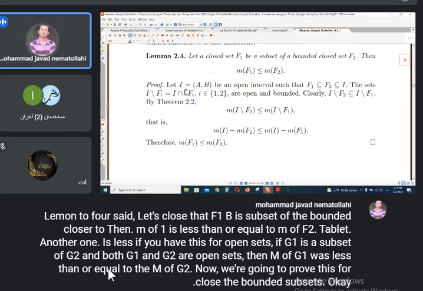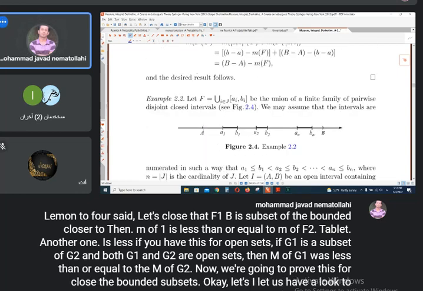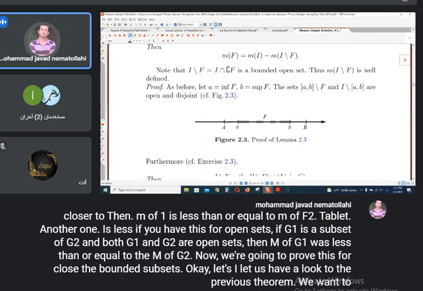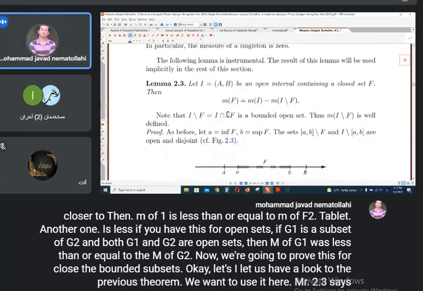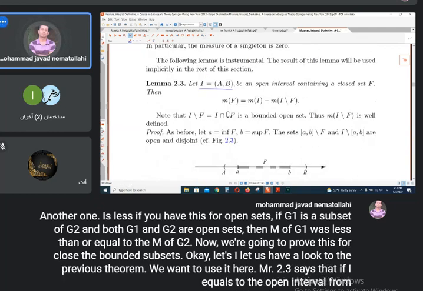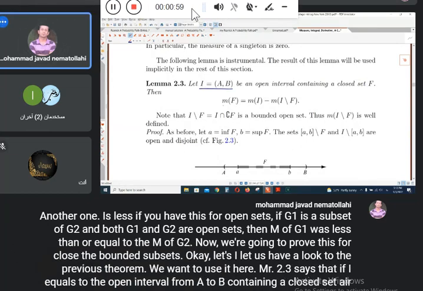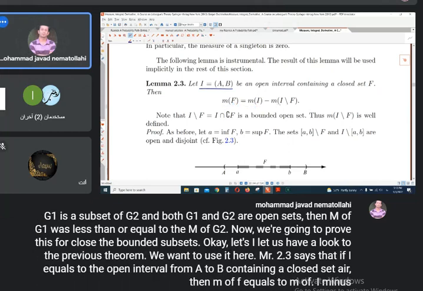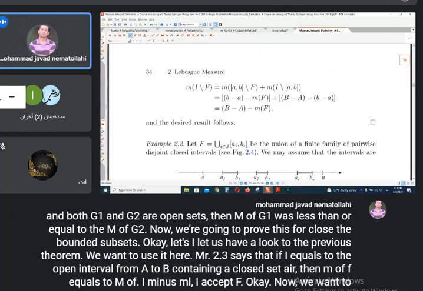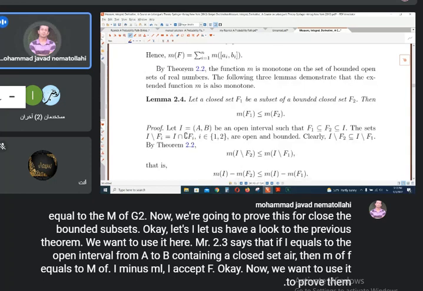Okay, let us have a look at the previous theorem. We want to use it here. Lemma 2.3 says that if I, the open interval from a to b, contains a closed set F, then m of F equals m of I minus m of I except F. Now we want to use it to prove Lemma 2.4.